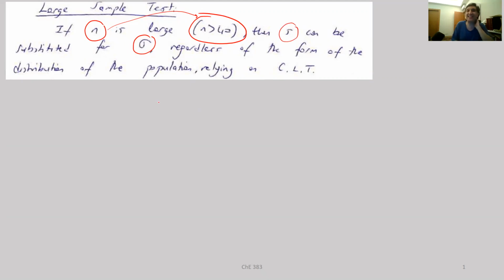And note that this can be done regardless of the form of the distribution of the population, which relies on the central limit theorem. If you recall, we had two remarks or two relaxations of assumptions. The first one was a relaxation of the normal distribution of the population assumption. We can relax this assumption if n is greater than 30. X can be of any distribution, and if n is slightly larger, let's say n is greater than 40, then you do not need the population standard deviation. You can use the sample standard deviation.